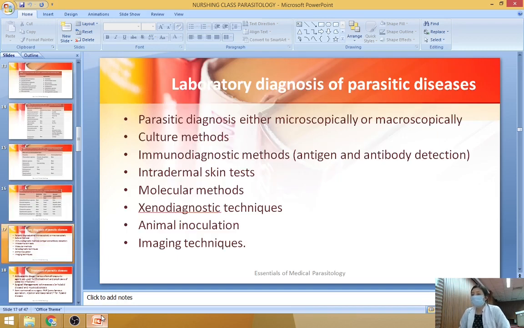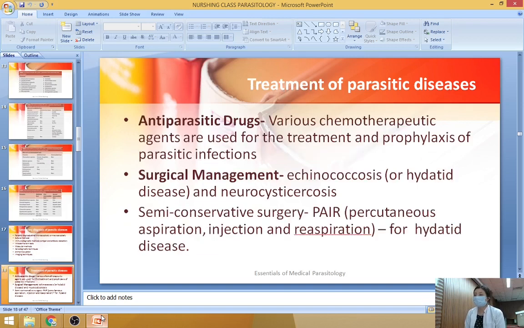Then suppose if there is a parasitic infection or parasitic disease, we have to know how to diagnose this parasitic disease, right? So laboratory diagnosis of parasitic disease means we can diagnose either microscopically or macroscopically. Microscopically means we have a microscope, and macroscopically means just by looking, okay, sometimes. And then culture method, then immune diagnostic method like antibody detection, intradermal skin test, okay, molecular method, genodiagnostic, animal inoculation, imaging technique. Laboratory diagnosis of parasitic disease is important, okay, from your exam point of view. Then suppose if there is any, we have to know how to diagnose.